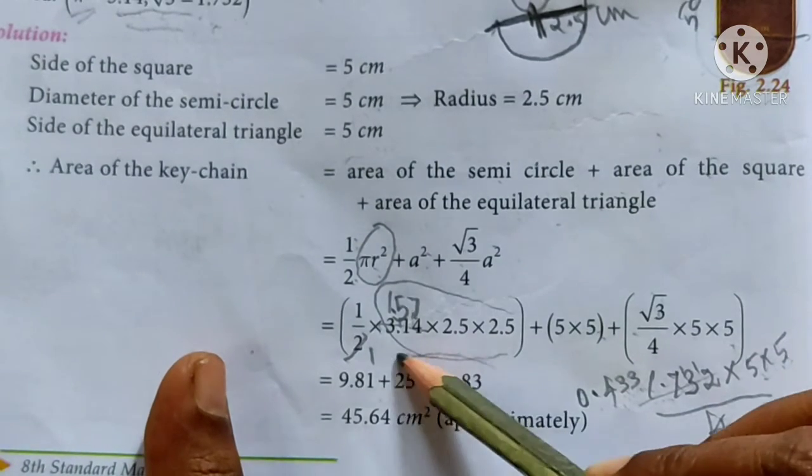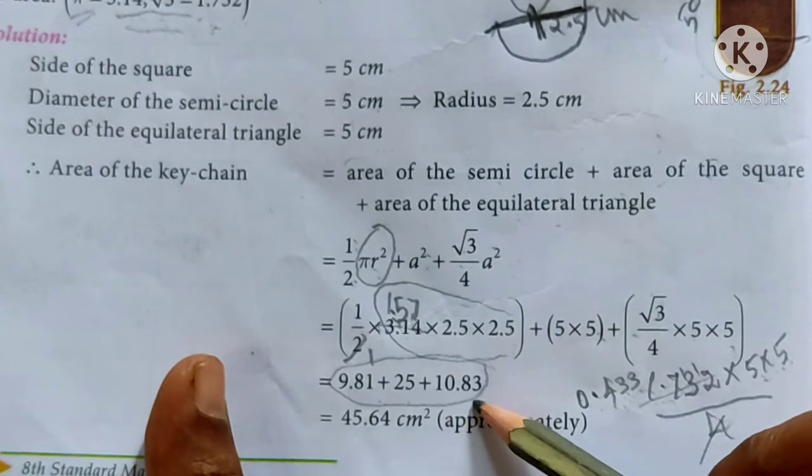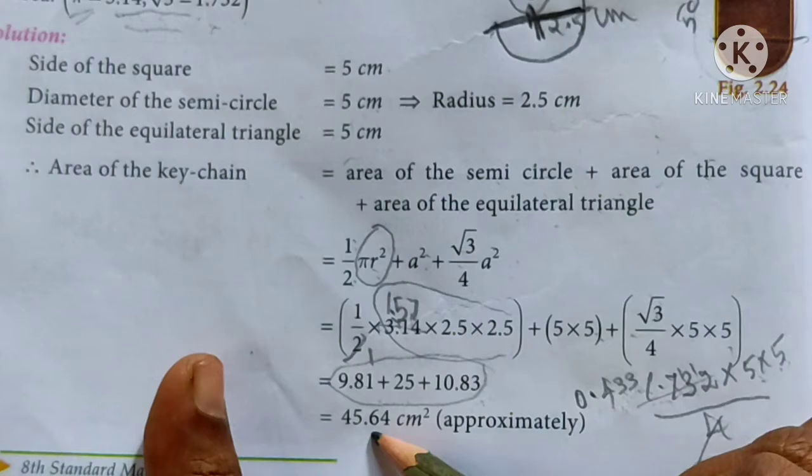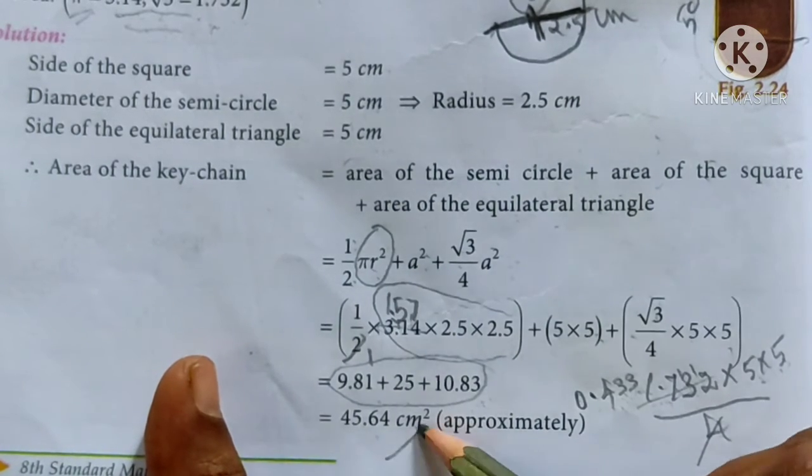So we add these three numbers: 9.81 plus 25 plus 10.83. We get the answer 45.64 centimeter square.